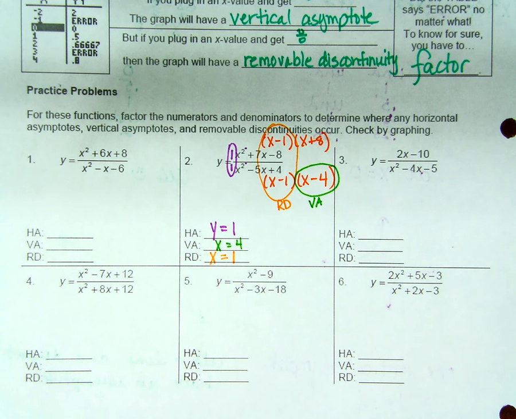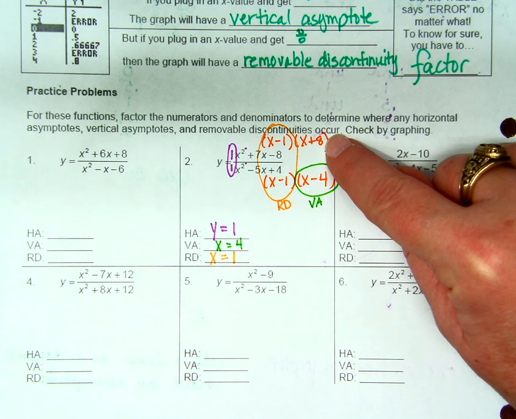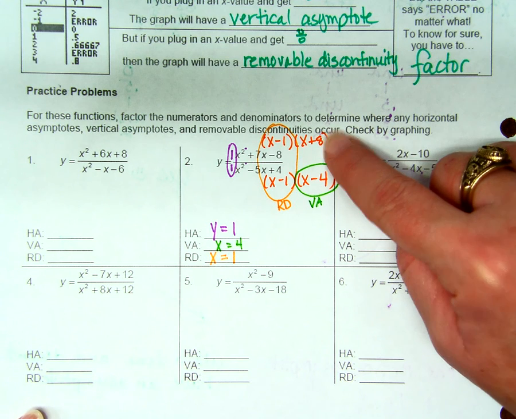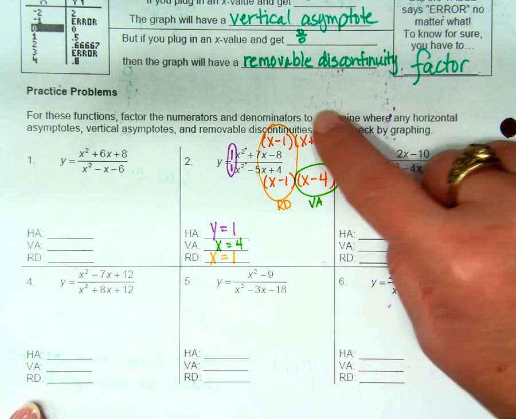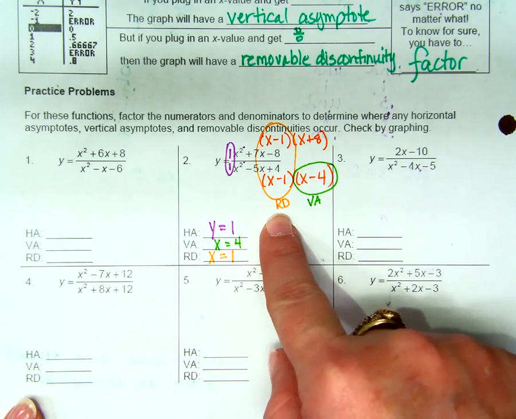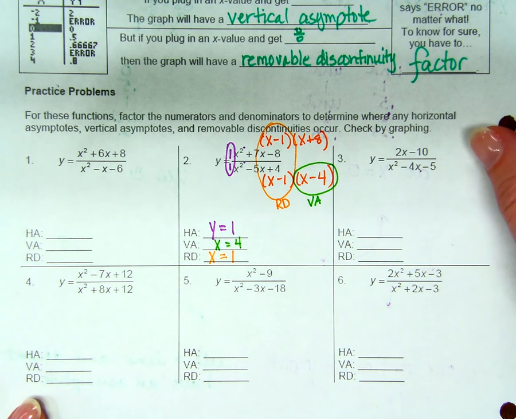So, before I let you go, I want to ask you a question that has been asked to me several times today, and it's a good question. Okay? What do we do with that? Nothing. We don't care about it. I mean, I'm sure it's a nice factor, right? We just don't care about it. The only time we care about stuff in the numerator is if it's also in the denominator. When it's also in the denominator, that's our removable discontinuities. Otherwise, it's just a nice factor that we have.